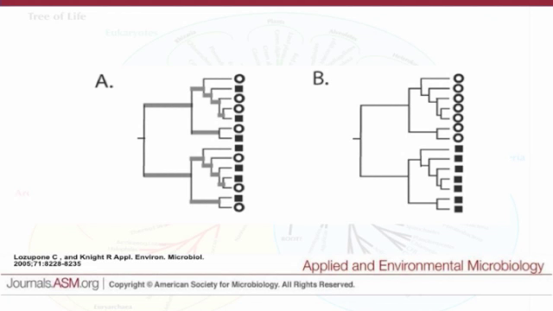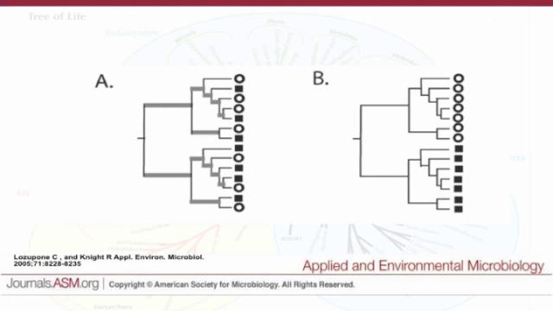So why did they show you these two trees here? What's the difference between these two trees? The squares and circles correspond to different environments. Yeah. Right, so they're inventing two extreme cases to highlight what Unifrac is doing.